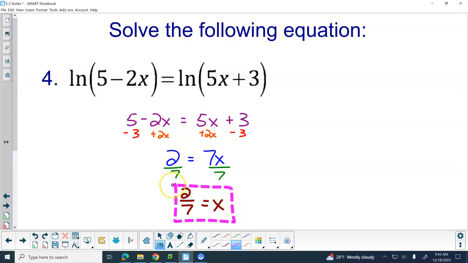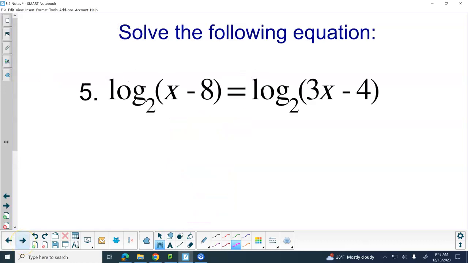2/7 times 2 is 4/7. 5 minus 4/7 would be 31/7. 10/7 plus 3 would be 31/7. Checks out. Yeah. One last one to do.